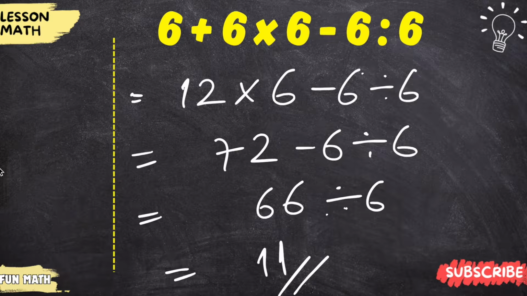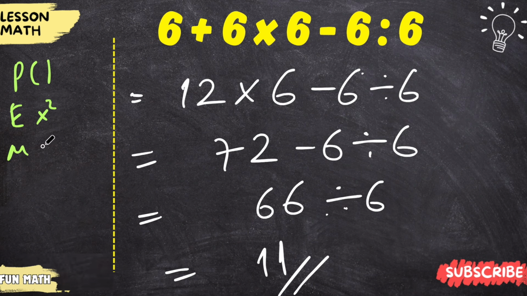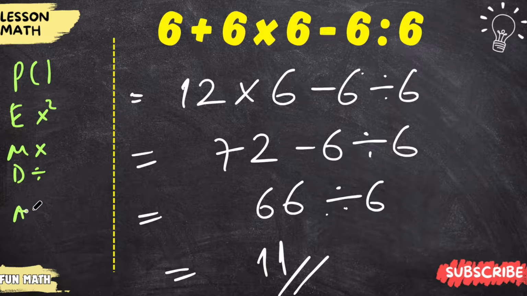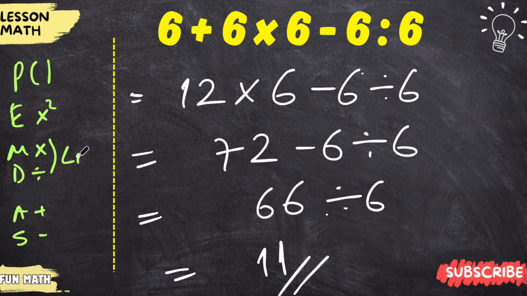When solving this question, we use the principle of order of operations. PEMDAS in short. P stands for parentheses, E stands for exponents, M stands for multiplication, D stands for division, A stands for addition, S stands for subtraction. There's another feature here. Multiplication and division are not ordered. They are performed from left to right. Similarly, addition and subtraction are performed from left to right.